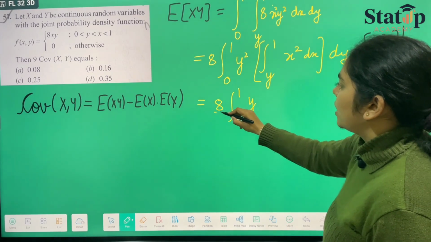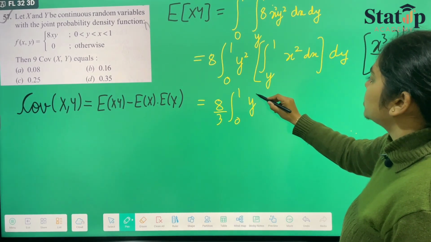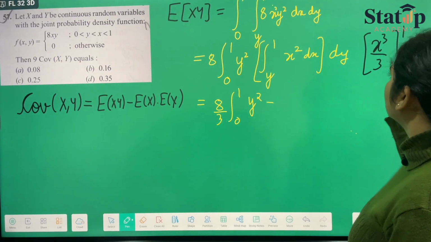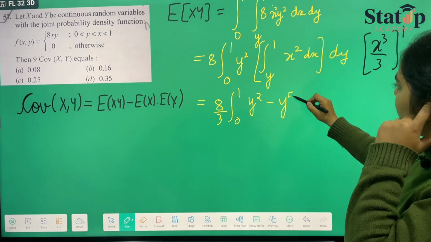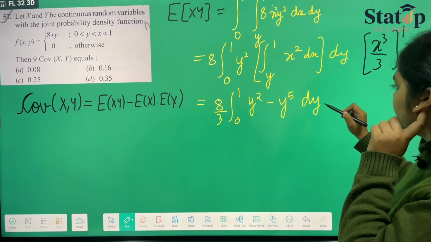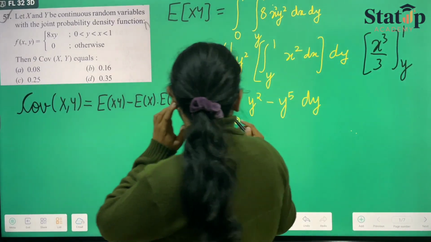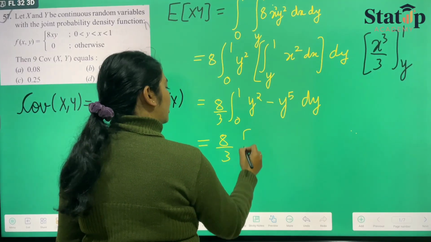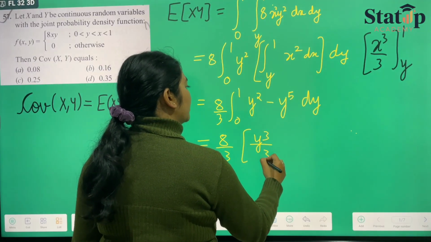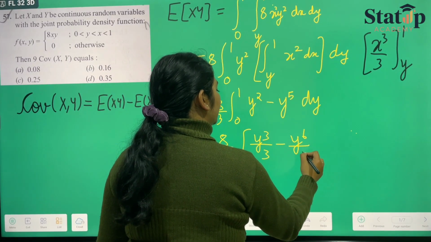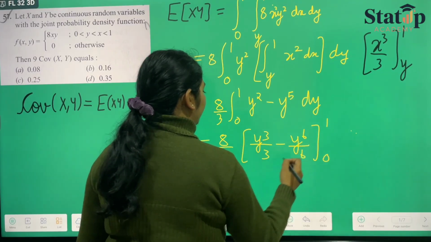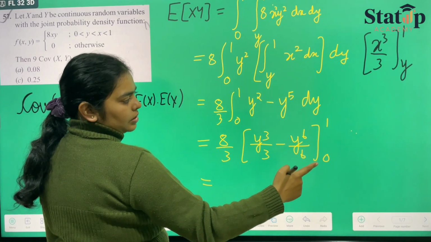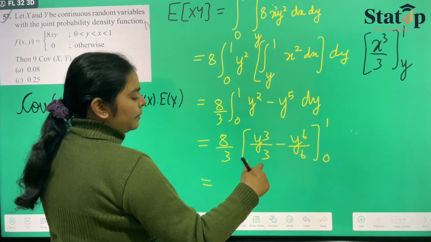So I am multiplying it 1, which is y square, minus y cube, which is y raised to the power 5, dy. If we multiply the outside y square as well. Now integrating this one, it will be 8 by 3, y cube by 3 minus y to the power 6 by 6 with limit 0 and 1. So it will be nothing but 1 upon 3 minus 1 upon 6, which will be 1 upon 6 only.